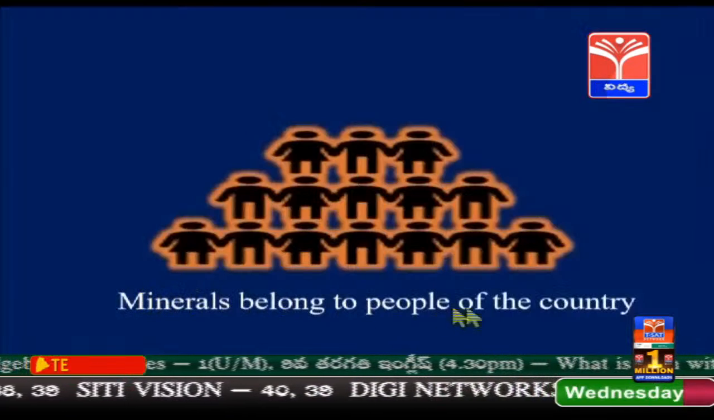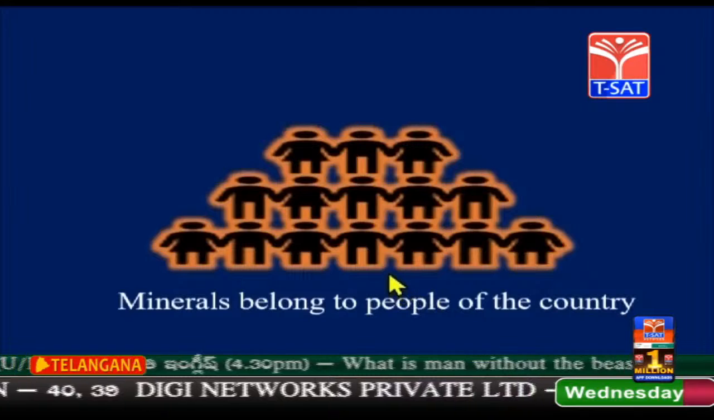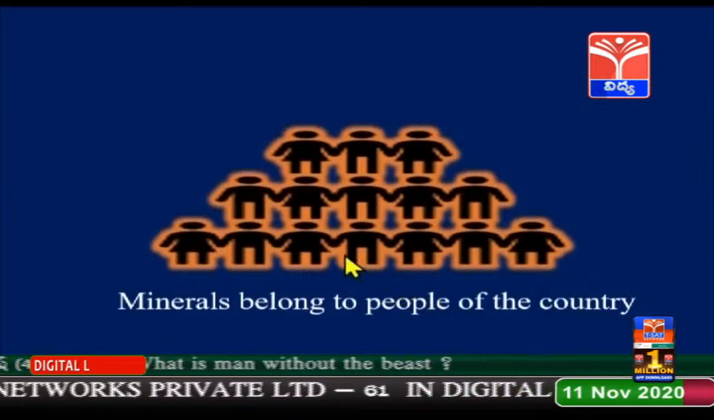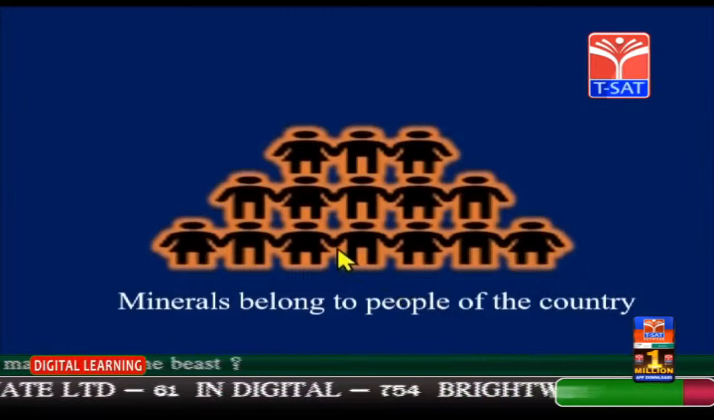Yes, minerals belong to the people of the country. So they should be used for the interest of the people, that is they should be utilized for the benefit of the people. So with this we have come to the end of the session, children. Let us go for the evaluation part.